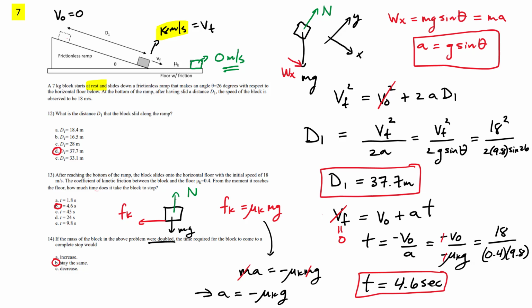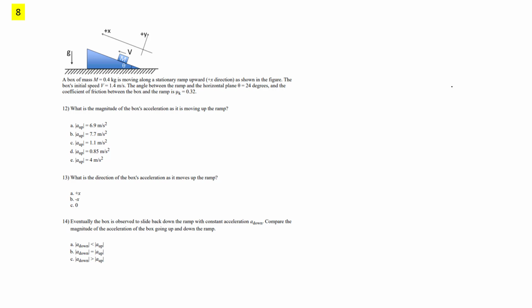Let's go to problem 8. All right, here's problem 8. We have a box of mass 0.4 kilograms moving along a stationary ramp. It's moving up the ramp like this shown in the figure. The box's initial speed is 1.4 meters per second, and the angle between the ramp and the horizontal plane is 24 degrees. The coefficient of friction between the box and the ramp is 0.32. All right, question 12 says, what is the magnitude of the box's acceleration as it's moving up the ramp?